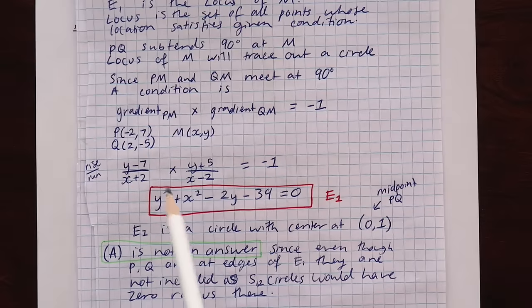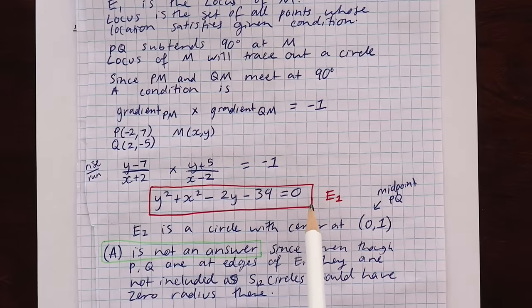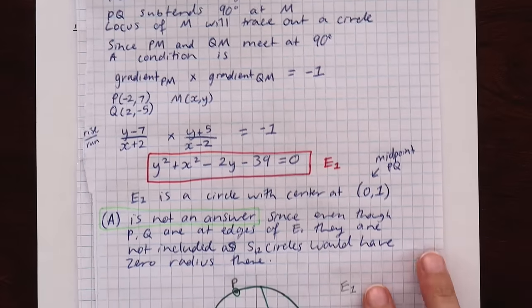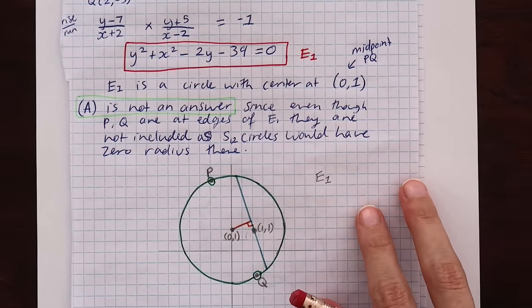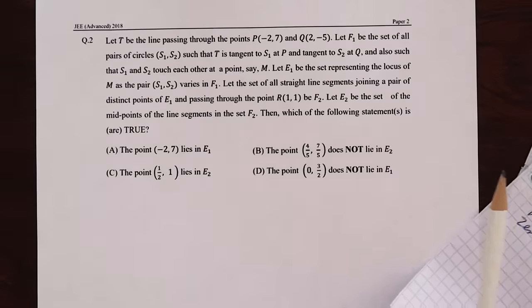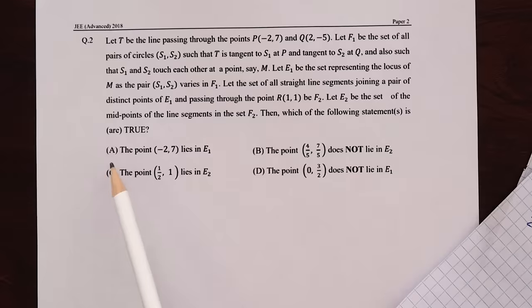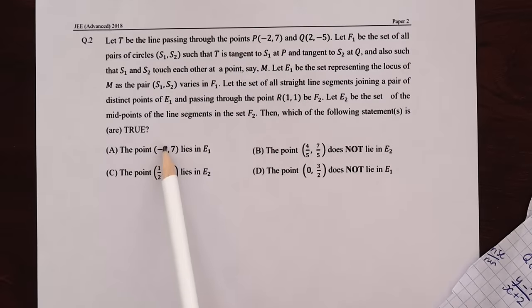Plug in your points, and you'll work out this equation, which is E1, all the possible spots where M could be. Now, E1 itself is actually a circle. And around about here, we could eliminate A as an answer. A is actually claiming that point P lies in E1.